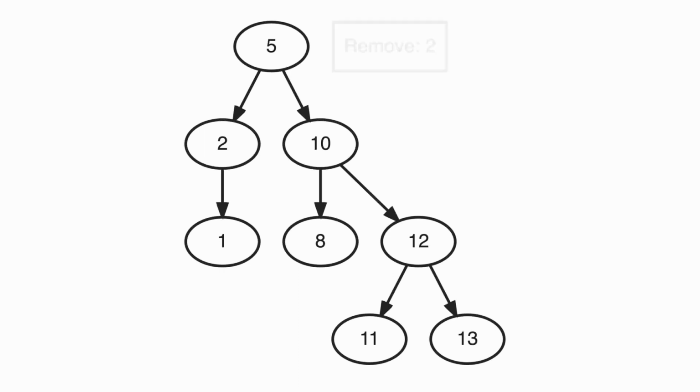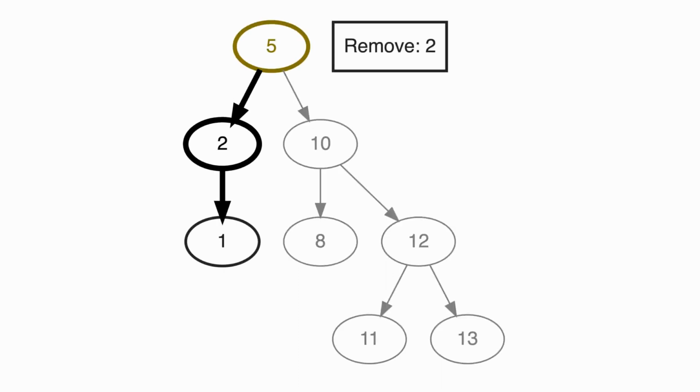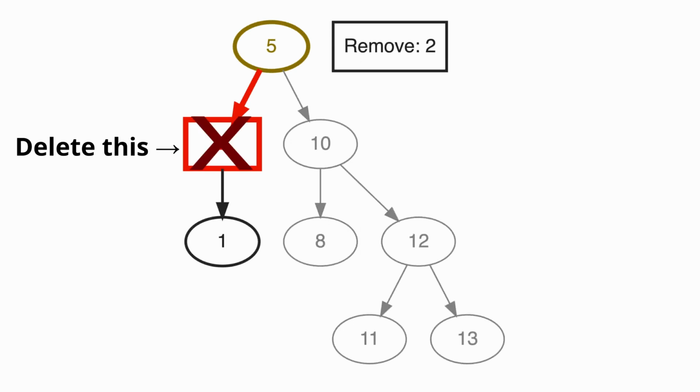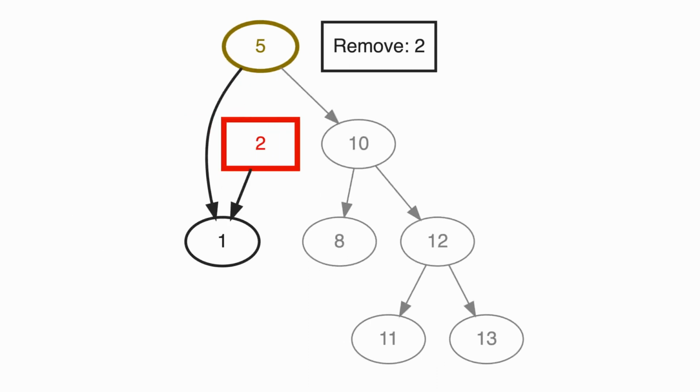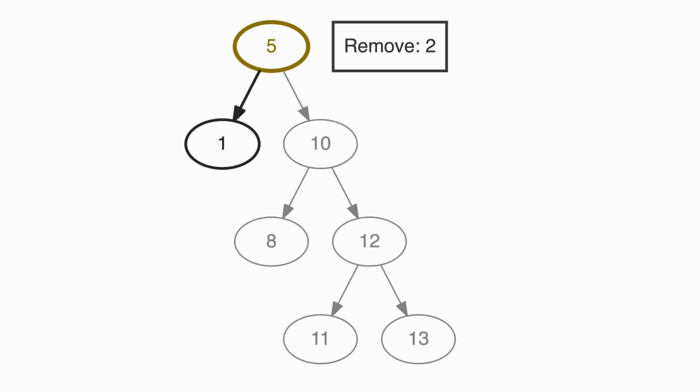Now let's do the redirect strategy, which is when the node has 1 child. For this example, we'll remove 2 from the tree. Start at the root and do our comparisons to find the target node. Once we found the target node, we check how many children it has. Since the 2 node has 1 child, we cannot simply delete the node. If we did just delete the 2 node, we'd also delete the 1 node. Instead, we have to redirect the 5 node to point to the 1 node, and then we can delete the 2 node. This redirect makes sure we only delete the node we want to, and we don't delete any other nodes.